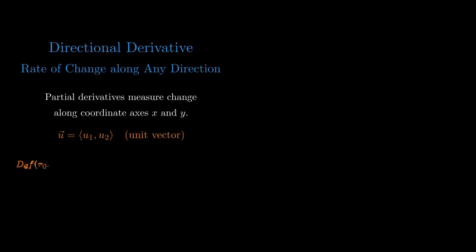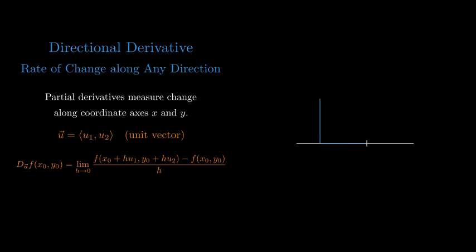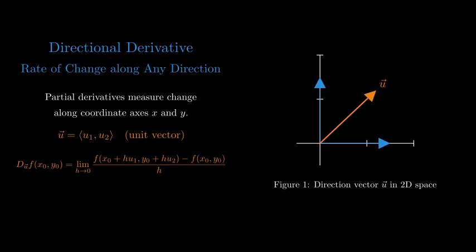u1 and u2. Formally, the directional derivative of a function f of x and y in the direction of the unit vector u at a specific point x0 and y0 is defined as the limit as h approaches 0 of the fraction, where the numerator is f of x0 plus h times u1, y0 plus h times u2 minus f of x0, y0, and the denominator is h.